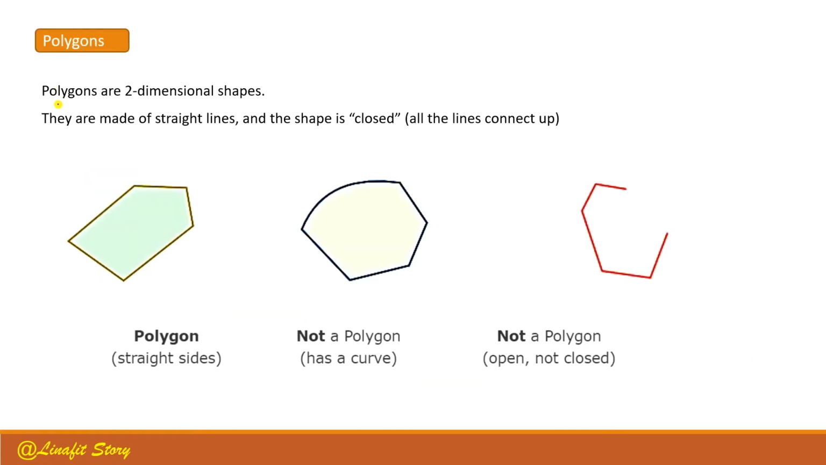Polygons are two-dimensional shapes. They are made of straight lines and the shape is closed. Closed means all the lines connect up. So this is a polygon. Why? Because it consists of straight sides and the shape is closed. This is not a polygon because it has a curve. And then this is also not a polygon because it is open, not closed.